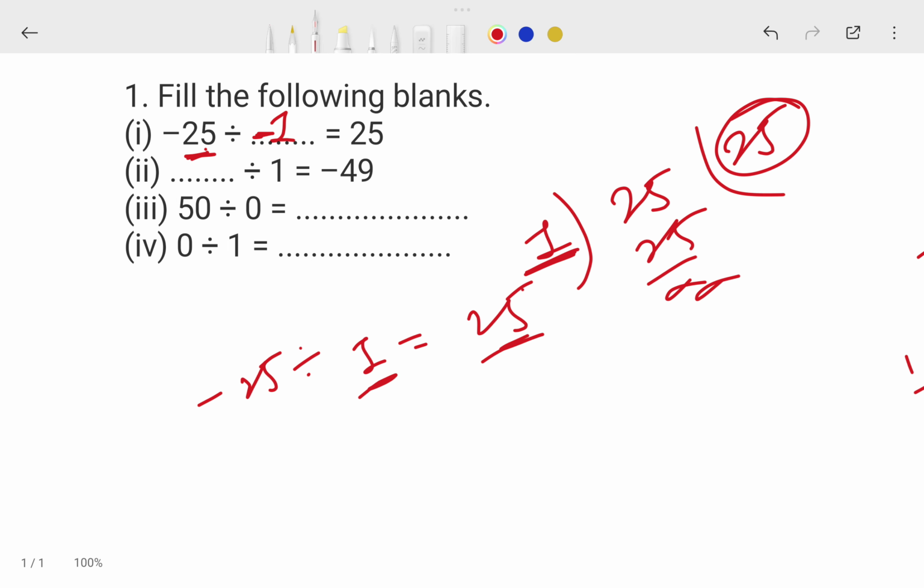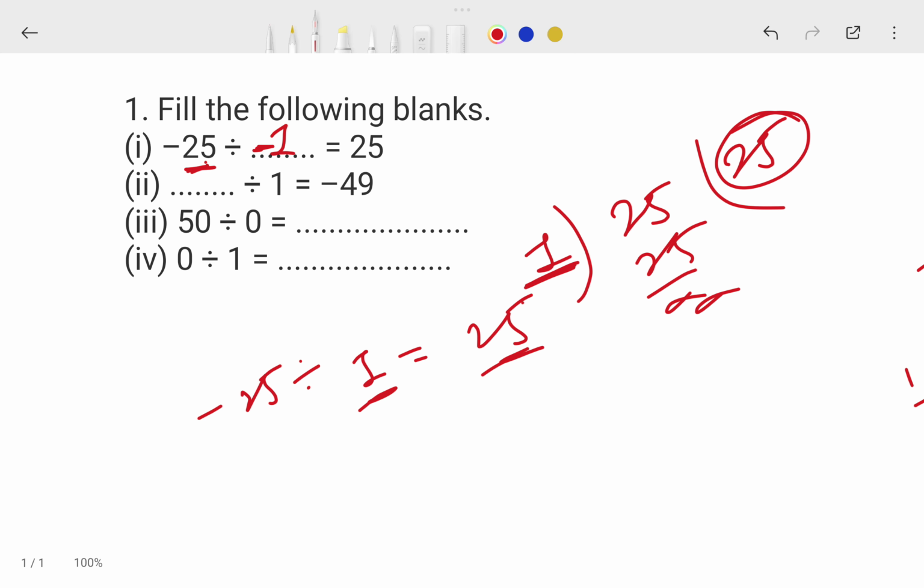We know the 1, but if you take the symbol, now you just focus on the symbol. 25 has a minus, 1 has a plus. Plus minus is going to be minus now. So here it will become minus 25, but here it is not minus 25, it is positive 25 only. Then what can we do? We just put a minus on the 1 also.